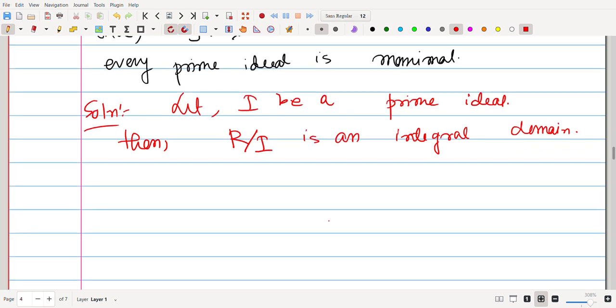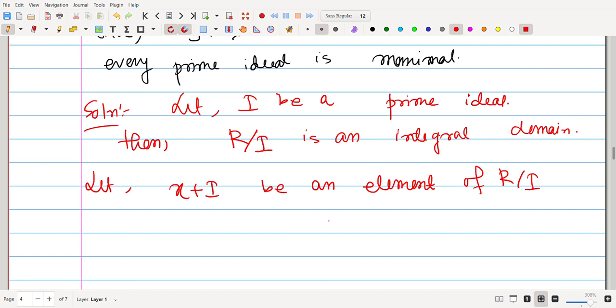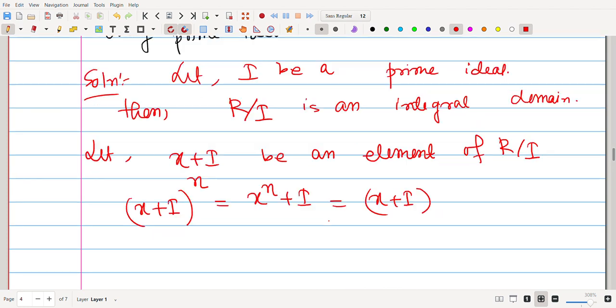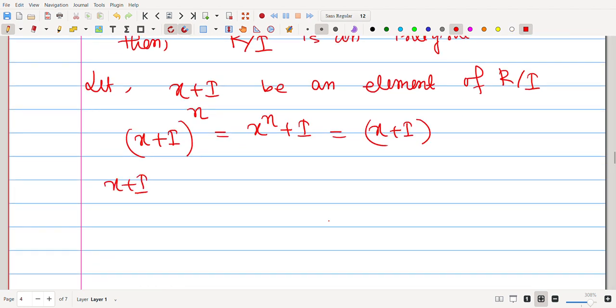Choose alien. So if I can show that R mod I is a field, then we are done. Let x plus I be an element. Then (x plus I) power n equals x power n plus I, which is equal to x plus I. So if I write x plus I as y, which is an element, then y power n equals y, which implies y times (y power n minus 1) is 0.